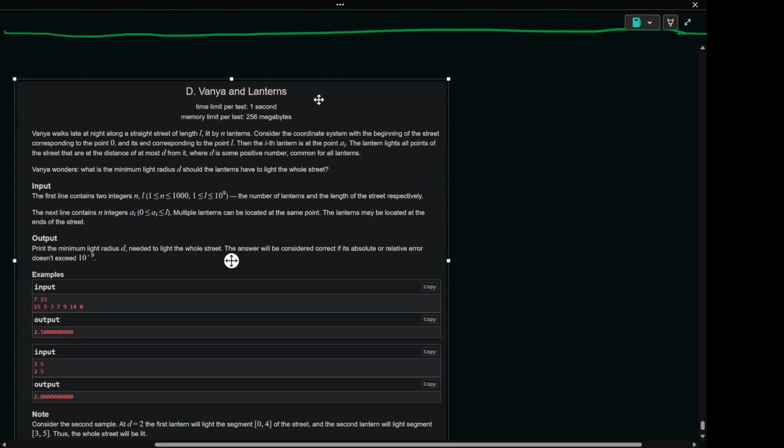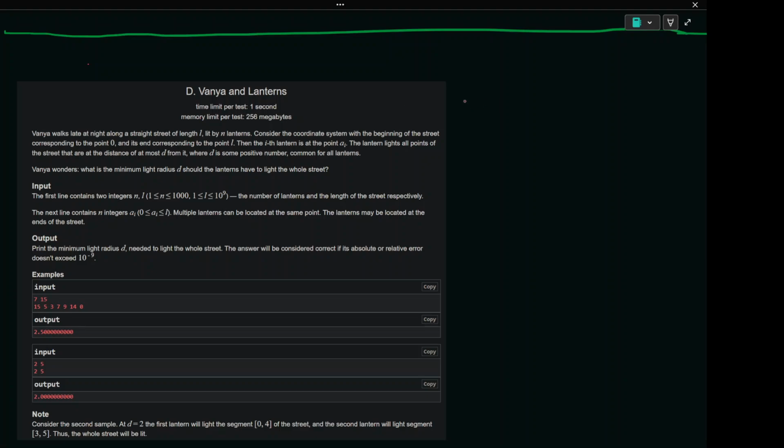So what does the question explain? Vanya walks late at night along a straight street of length L. Okay. So whatever input they give, we are going to write it down. Street is of length L, correct? Lit by n lanterns. So we have some lanterns and we have n of them, correct? Now consider the coordinate system with the beginning of the street corresponding to the point 0. Street is at point 0. It is starting at 0. Very good. And then its end point is at the point L.